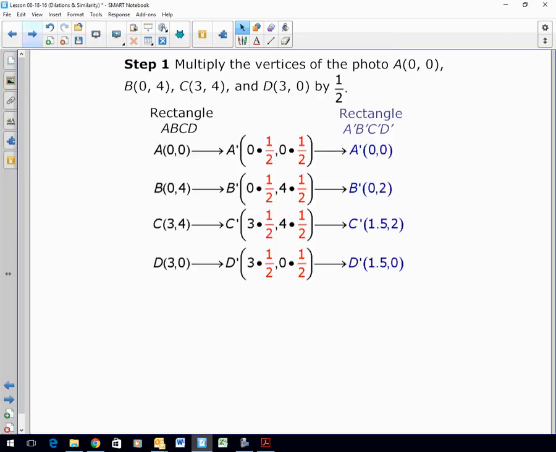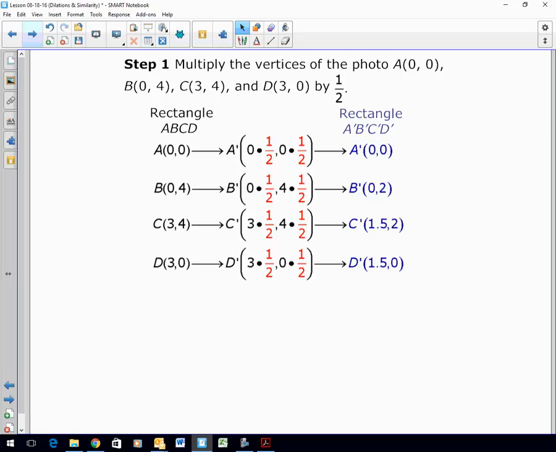Start off by writing the original coordinate points for everything. 0, 0, 0, 4, 3, 4, 3, 0. Multiply each of the coordinate points by your scale factor. Everything gets multiplied by 1/2. Okay? 1/2 times 0 is still what? 0. So the first point never changed, right? It was 0, 0. Okay?